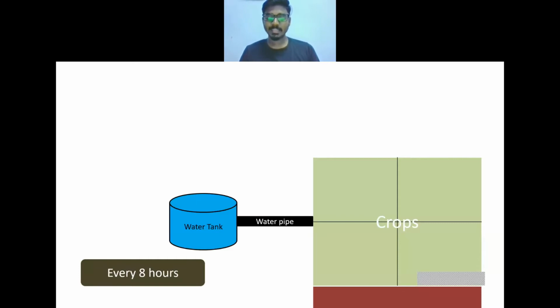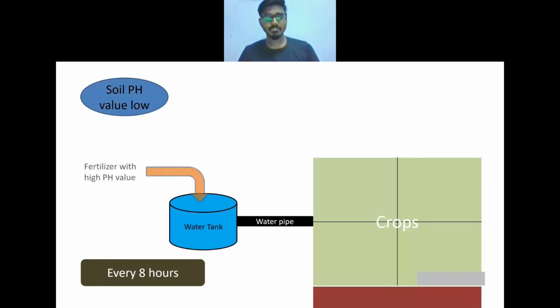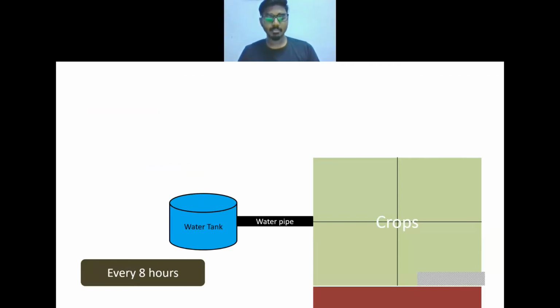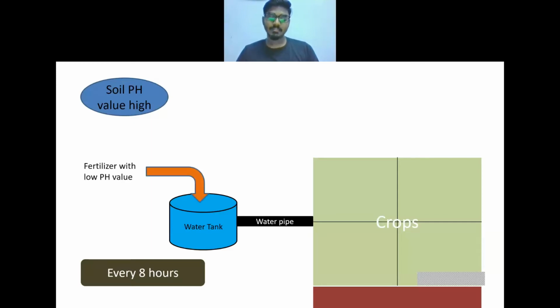First of all, when the pH value of the soil is low, fertilizer with a high pH value will be mixed with the water from the water tank and will be sprinkled to the crops. However, when the pH value of the soil is high, fertilizer with a low pH value will be mixed with the water from the water tank and will be sprinkled to the crops.